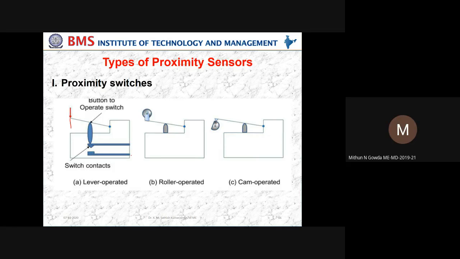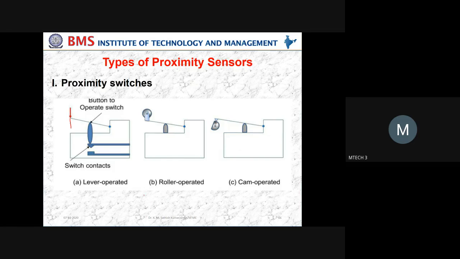The switch is going to become closed. Now there are only two instances: one is opening of the switch, or closure of the switch. That's all. So there are only two actions. Are you understanding clearly? There are only two actions, on or off. Right. Now just observe this.